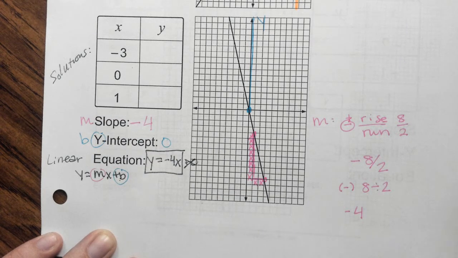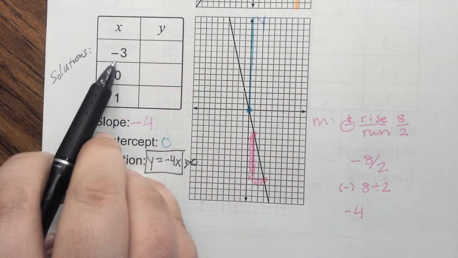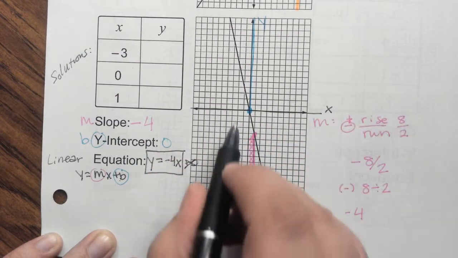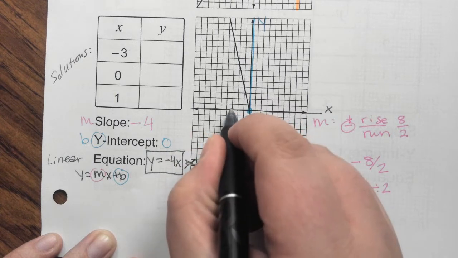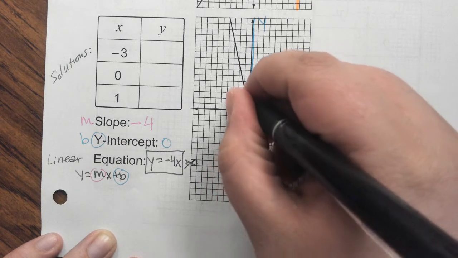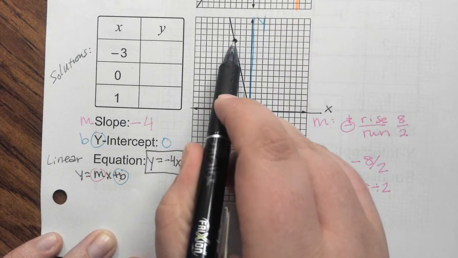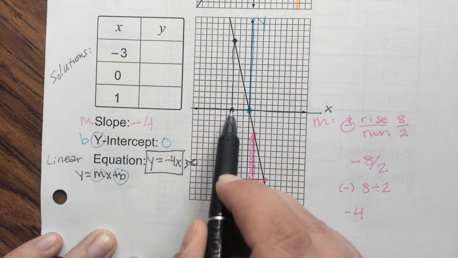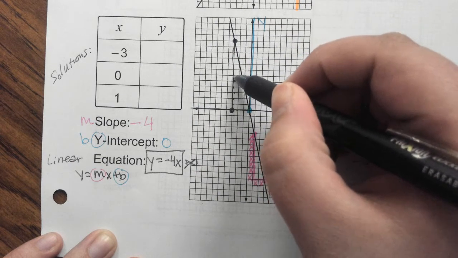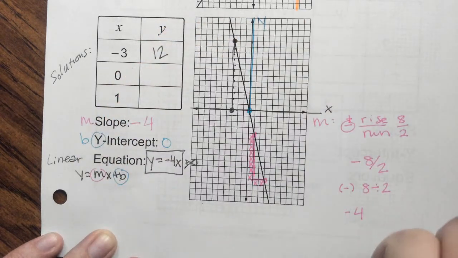To find some solutions, we're going to look on our graph. Our first solution needs to be when x is -3. Remember, x is the side-to-side axis. We're going to go left 3 times. Here is x equals -3. To find the y value, follow that all the way up until you hit the line. Now you want to know the y value of that ordered pair, because this ordered pair has an x value of -3. The y value is 1, 2, 3, 4, 5, 6, 7, 8, 9, 10, 11, 12, because it went up 12 times.